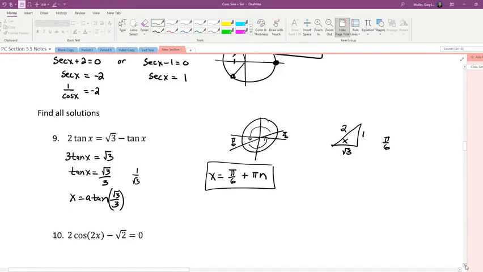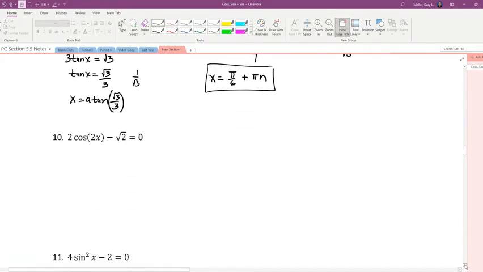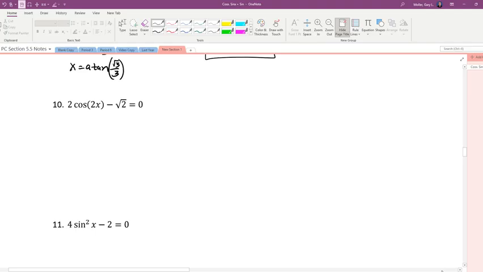Next up, number 10. All right, first thing I'm noticing is that cosine of 2x. So I could possibly do some converting using my double angle formula, but I'm also noticing this is my only trig function mentioned. There's only one term with a trig function. So I actually am going to leave the 2x alone. So I'm going to solve for the cosine of 2x, which would equal root 2 over 2.